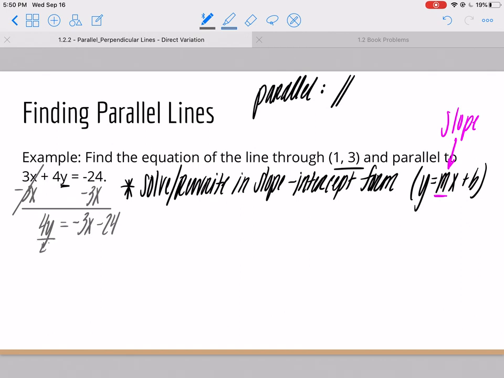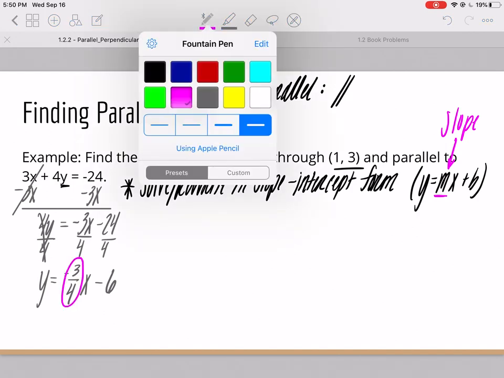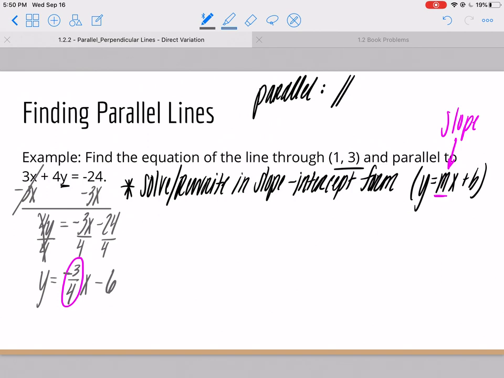Then I have to divide both sides by 4. And instead of writing this whole thing divided by 4, I'm going to divide each individual term by 4, because again, I want to know what is this slope and what's this y-intercept. So this becomes y equals negative 3/4 x minus 24 divided by 4 is 6. So now I'm able to tell what the slope is of this line, which is a negative 3/4.